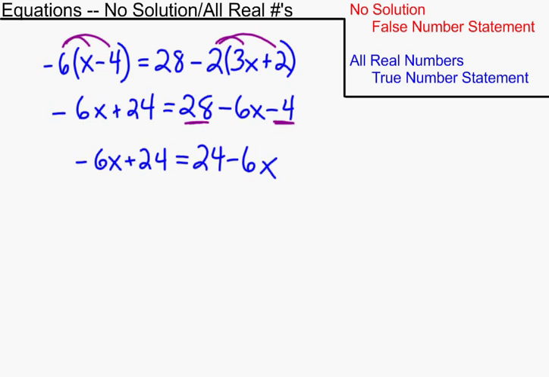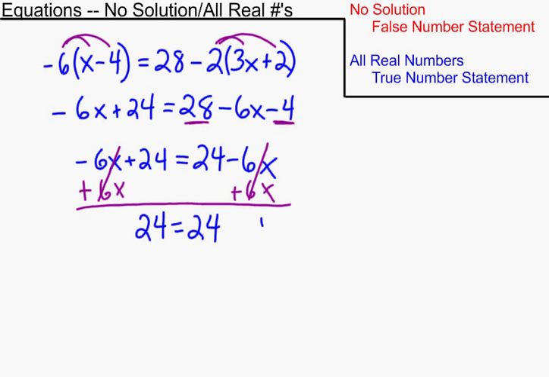I've now simplified both sides as far as they'll go. So I want to get the variables to the same side. My options are to add 6x or add 6x. So I think I'm going to go ahead and just add 6x because it's my only option. And I run into the same situation that I did last time where both of my variables cancel out. But the difference is whenever I drop the remaining things straight down, I get a statement 24 equals 24, which is actually a true number statement. So the numbers are equal to each other. My variables have canceled out. So I know it's either no solution or all real numbers. Since it's true, I know that I have all real numbers as my solution.